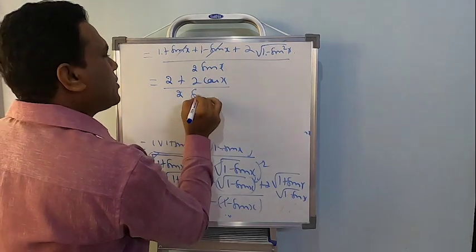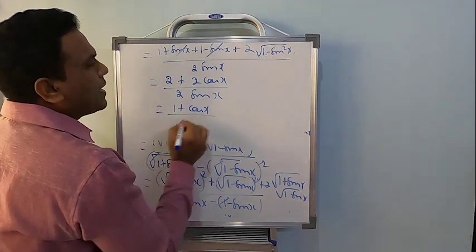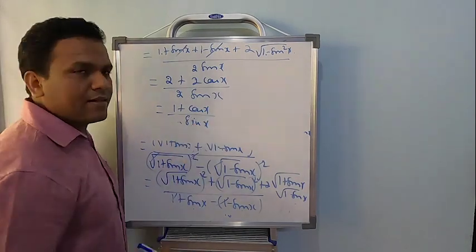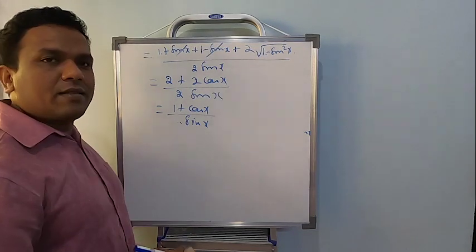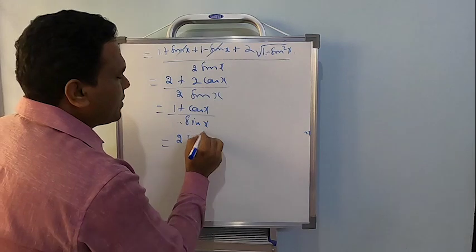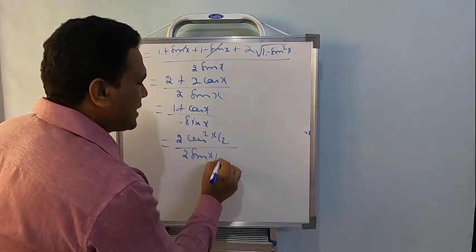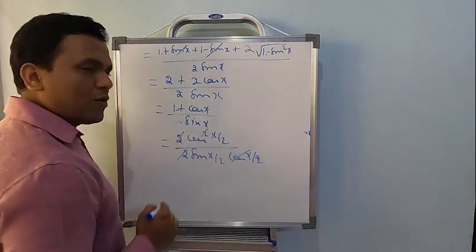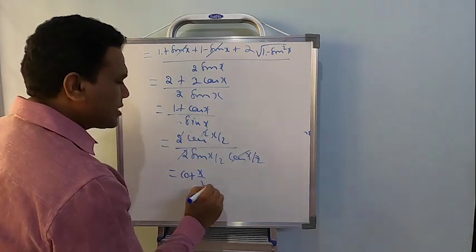And what is in the denominator? 2 sin x. Take 2 common, 1 plus cos x. And in the denominator, the 2 also gets cancelled, right? We have only sin x. Now notice that the numerator is 1 plus cos x, the denominator is sin x. Submultiple formulas: 2 cos square x by 2, that's for 1 plus cos x. Denominator: 2 sin x by 2 multiplied by cos x by 2. 2 will be cancelled, 1 power of cos will be cancelled. Cos by sin will be cot x by 2.